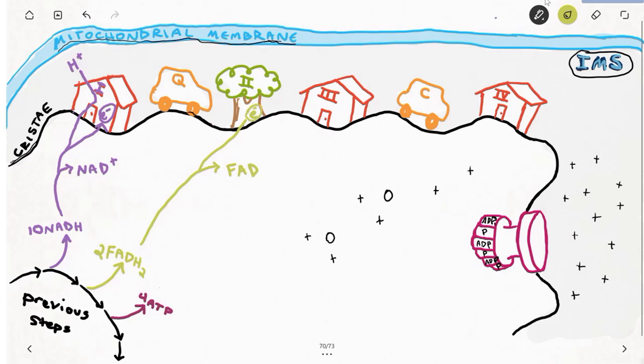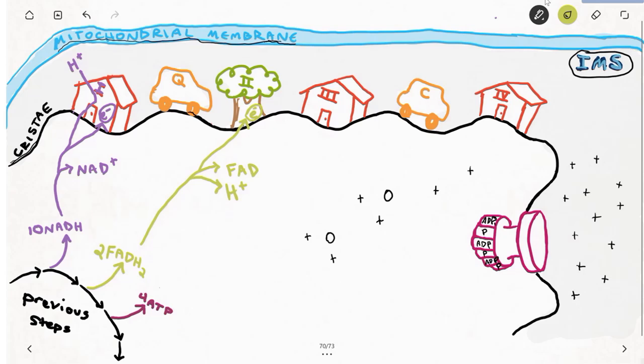It sucks up those electrons. But this is a tree. This isn't a house. So you can't put the hydrogens out the back door into the backyard because it's a tree. It doesn't have a back door. So the tree, complex number 2, when it breaks down FAD, it actually leaves the hydrogens or the protons from the FAD inside the center of the mitochondria. It doesn't spit it out into the backyard.